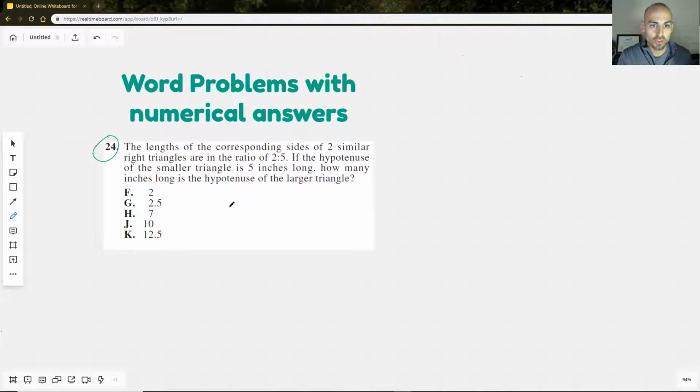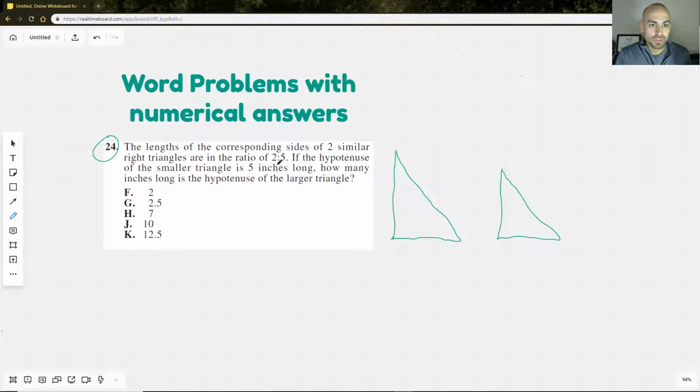The lengths of the corresponding sides of two similar right triangles. So let me go ahead and just start drawing that out. This is a great question to give us an example of when you want to start drawing stuff out. I'm definitely one of those. Let's draw it so we can better see it.